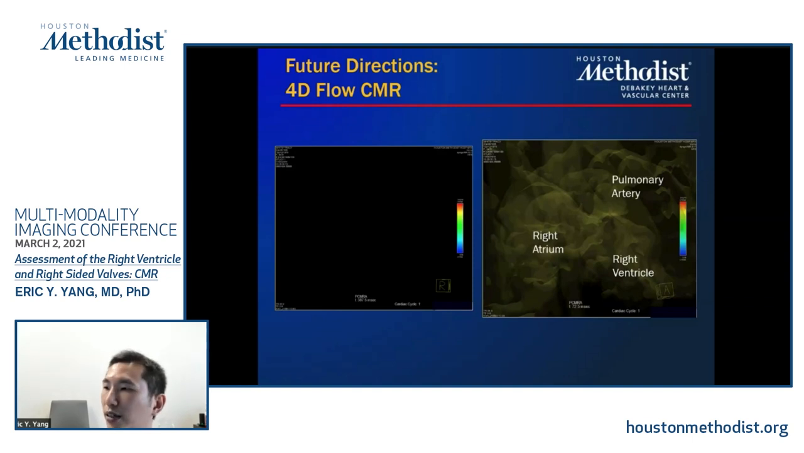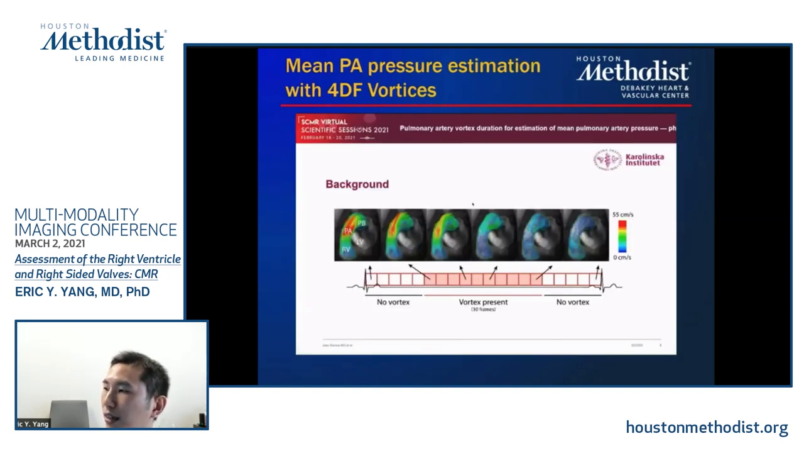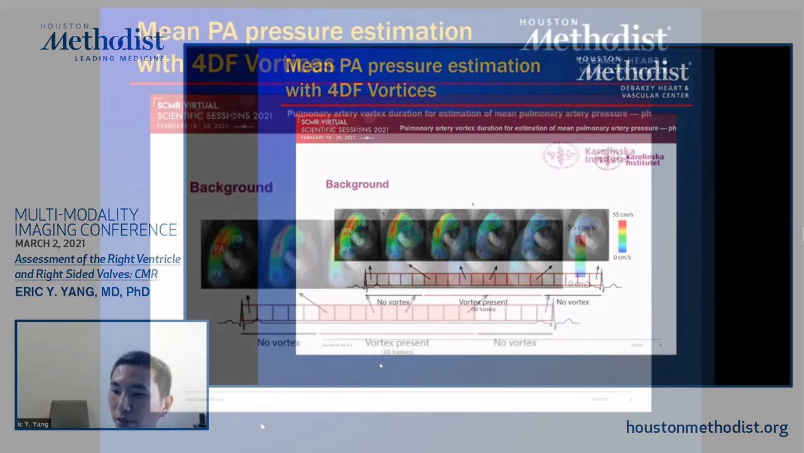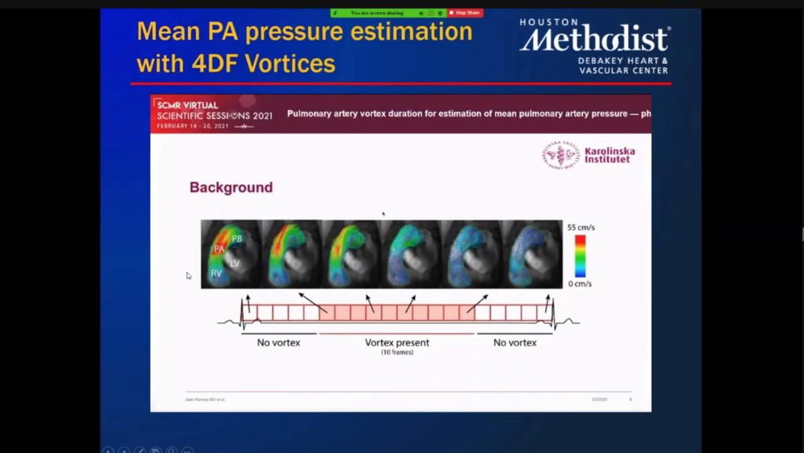So much so that one thing that came out of the SCMR conference that just happened a couple weeks ago is that there's actually one scientist working on using 4D flow vortex formation in the pulmonary artery to try to estimate pulmonary artery pressure, mean PA pressure. So this is a very active area that's underway.